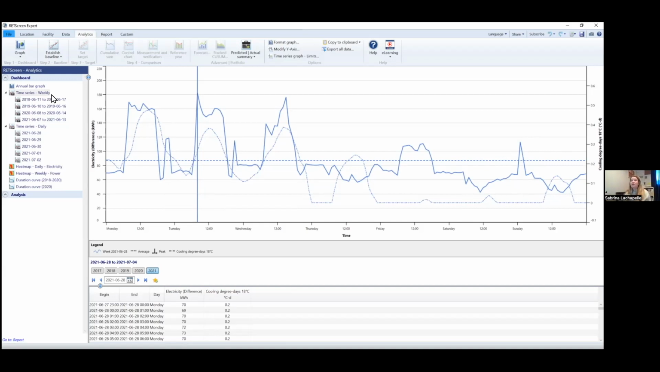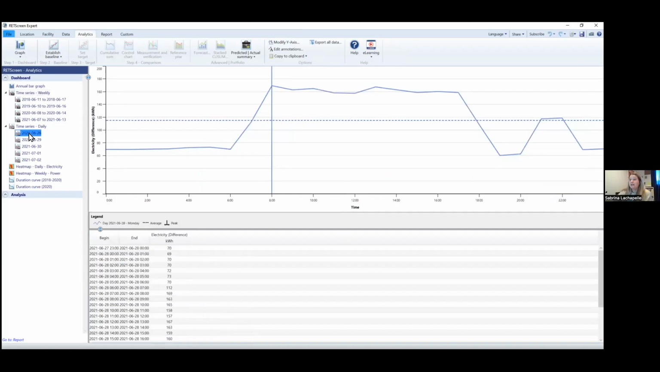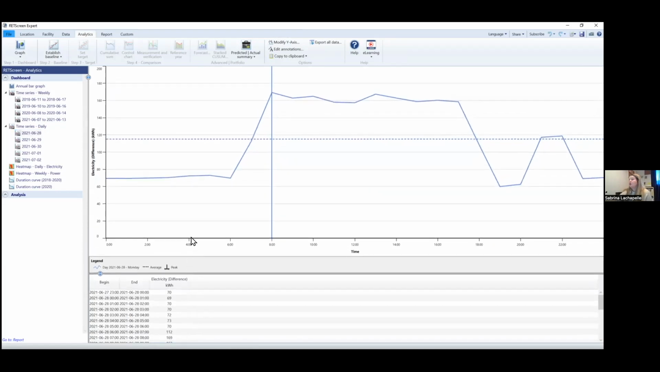So now that we've been looking at the weekly electricity consumption, we may want to go into more detail and look at the daily electricity consumption. So if I click here, we can see the daily data for the Monday of the week that we were just looking at. So this really allows us to look at one day and have more information about the specific days. It's basically a zoom of the weekly graph that we just saw.